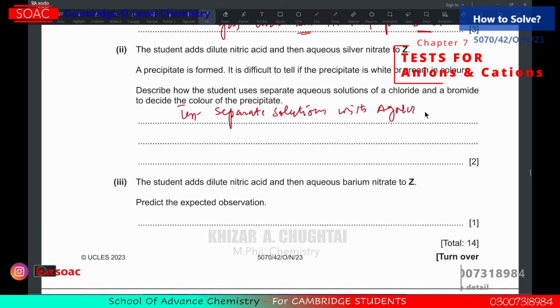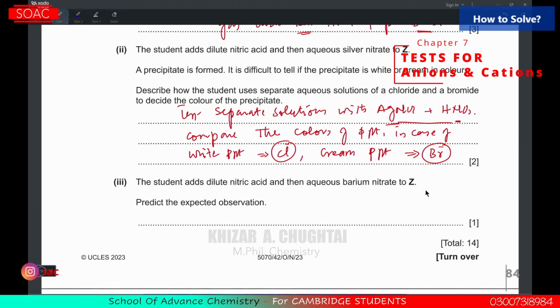Question number 3, the next part, part 3: the student adds dilute nitric acid and then aqueous barium nitrate to the Z. Predict the expected observation. So what is the observation if he is adding dilute nitric acid and then barium nitrate?